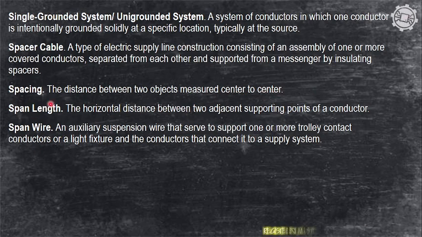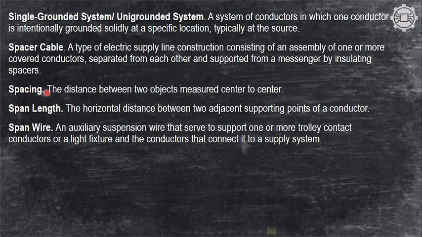Because if this comes out, distance between two objects measured from center to center, the choices will be distance, spacing, clearance, and so on. So at least you know that it is spacing when it is center to center. And that definition is based on the Philippine Electrical Code Part 2. This term spacing cannot be found in Part 1. There is no spacing in Part 1.